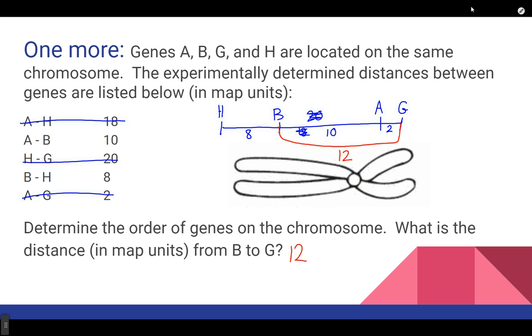So you can take a look. And remember, if yours go G-A-B-H, also fine. Does anybody have any questions about this one? This one does also ask the distance in map units from B to G. So once you get them all laid out, then we know B to A is 10 and A to G is 2. So you know the distance from B to G. If they did an experiment with those two genes, which they didn't at this point, but if they did, we would predict a recombination frequency of about 12% recombination between B and G. Questions?